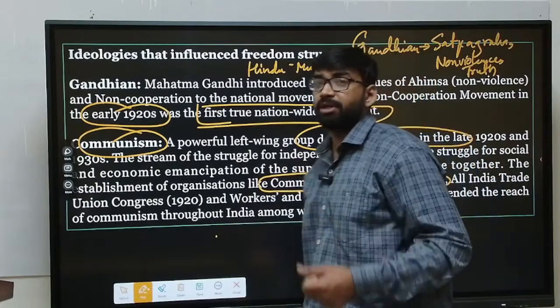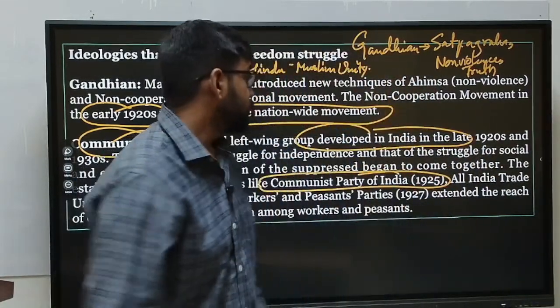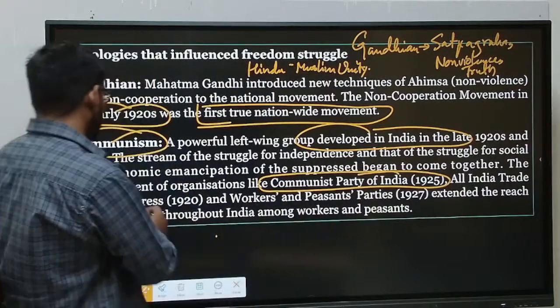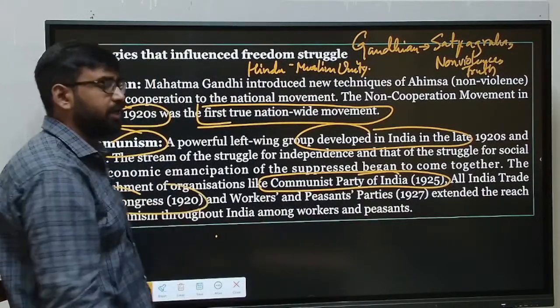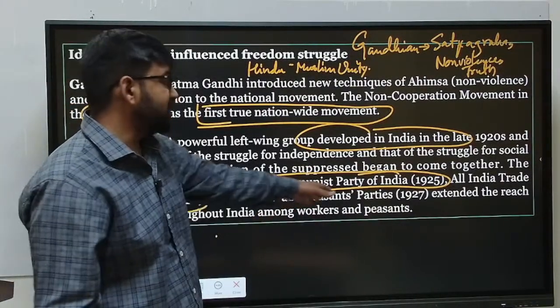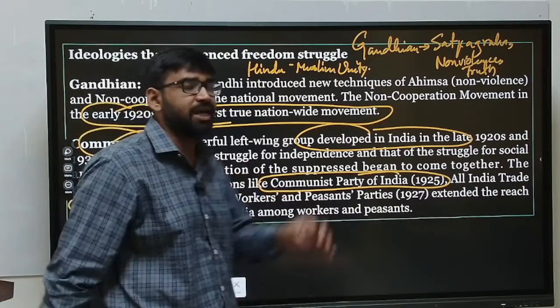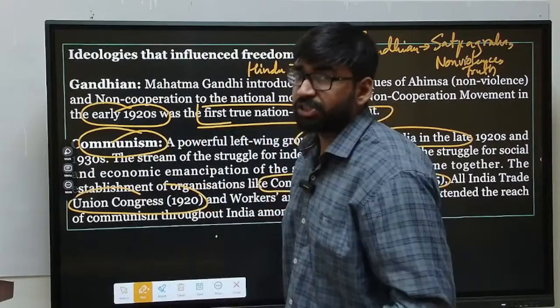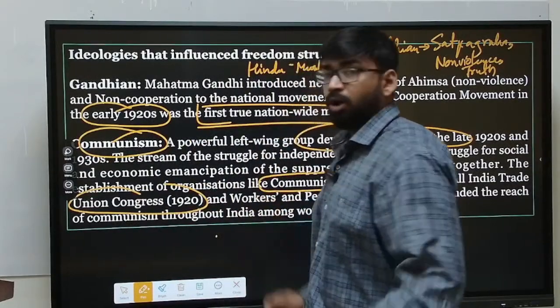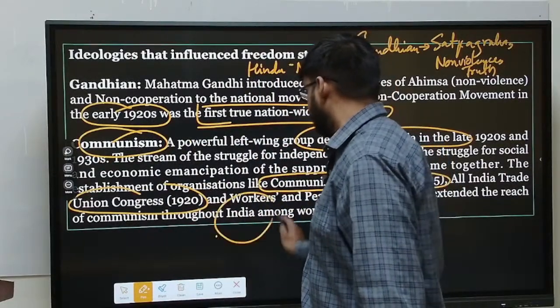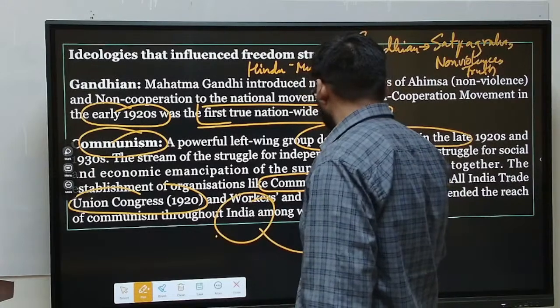Then the most important thing, trade union. So All India Trade Union Congress was established in 1920. Workers and Peasants Party was established in 1927. All these parties extended their reach of communism throughout India among the workers as well as peasants.